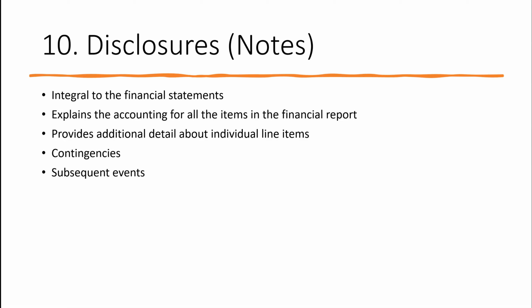They will provide additional detail about any of the line items in the financial reports, and they'll talk about things like contingencies, such as lawsuits and stuff that might be going on, and then subsequent events, any events that occurred outside of the fiscal year but prior to the conclusion of the audit and the issuance of the financial report itself. And so those are the kinds of things that will show up in the notes.